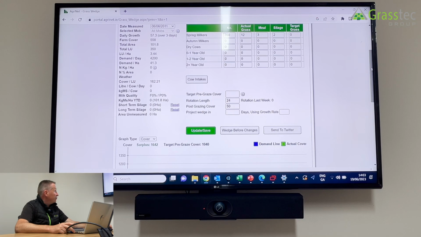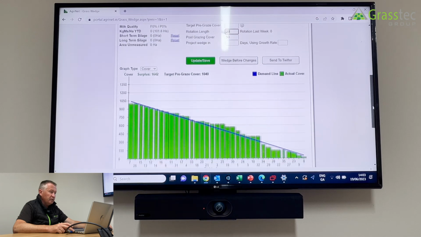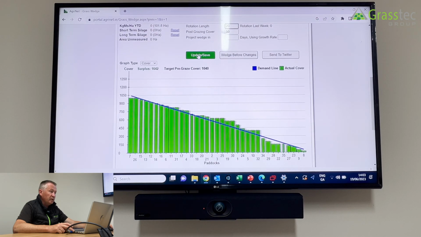So again, if you remember, the first thing we have to change and adjust is the rotation length. Based on the previous table, I think we should be planning a rotation length of about 20 days for the next week ahead. And you just watch the blue line will drop.